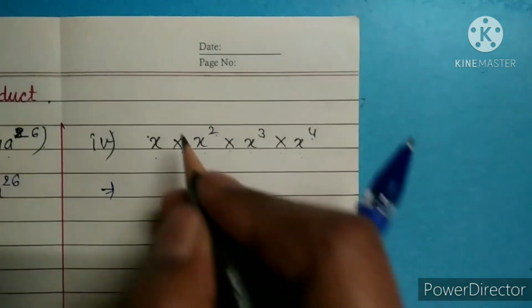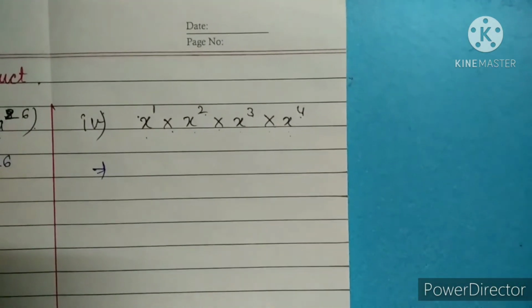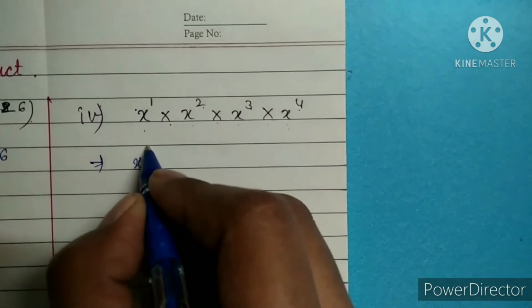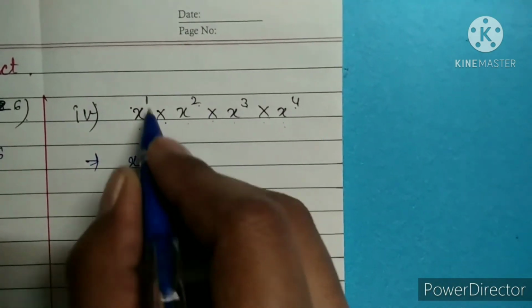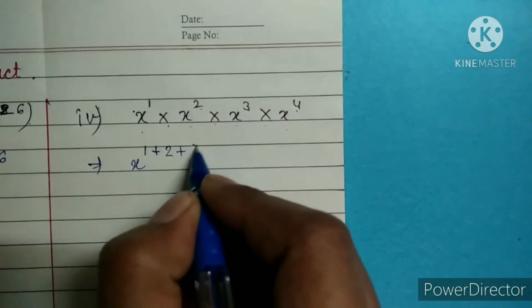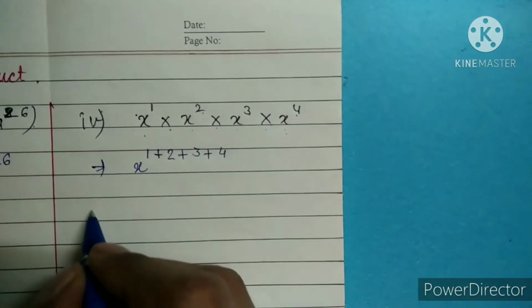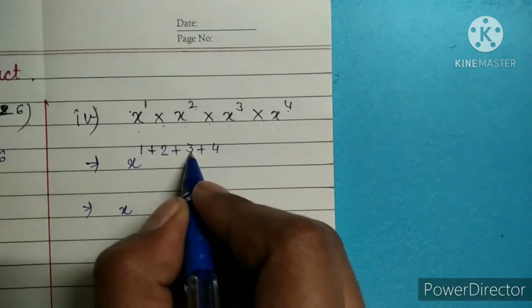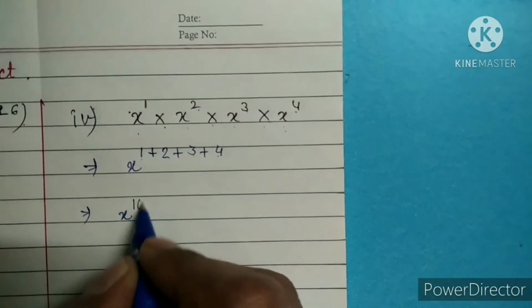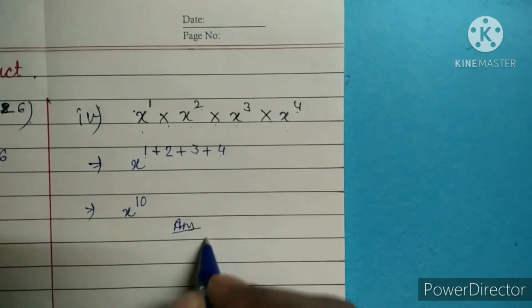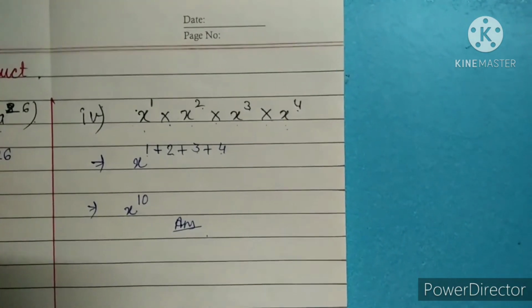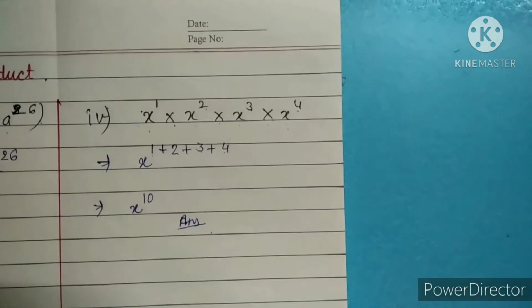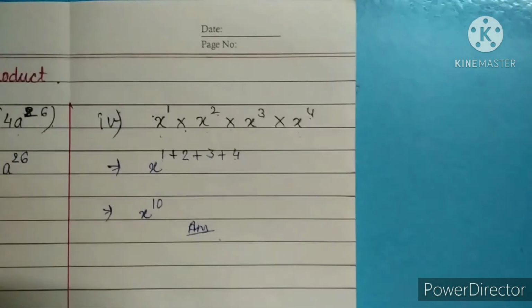We simply add the powers to each other. So 1 plus 2 plus 3 plus 4. So x to the power 1 plus 2 is 3, 3 plus 3 is 6, 6 plus 4 is 10. This is our answer of the fourth one. Here we completed question number 3. We will meet question number 4 and 5 in the next video.